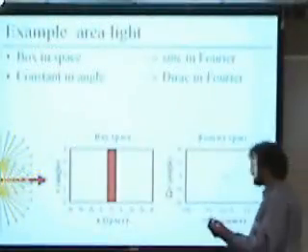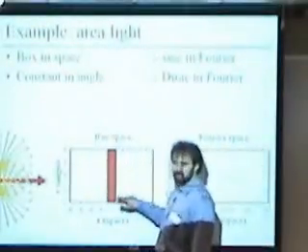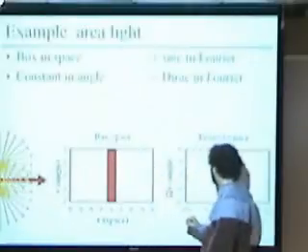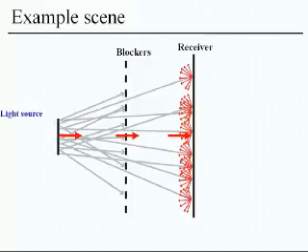Another light source, like an area light source, would be a box in space times a constant in angle, and so in the Fourier domain you end up with a sinc function times a Dirac.